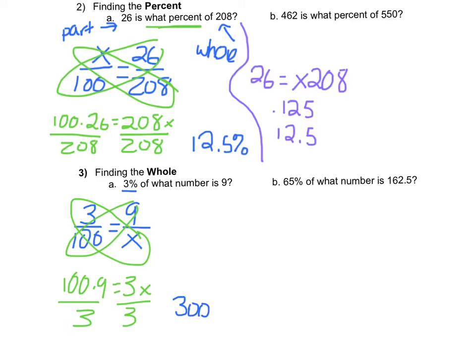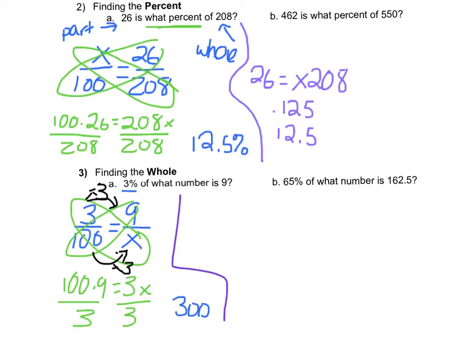As always, I should check to make sure that my answer makes sense. And is 3 over 100 equal to 9 over 300? Well, it is, because we know that to get from 3 to 9, we simply do times 3. And so to get from 100 to 300, we also would do times 3. We could check it in other ways too, but this is just one easy way to check it. It's basically making equivalent fractions.